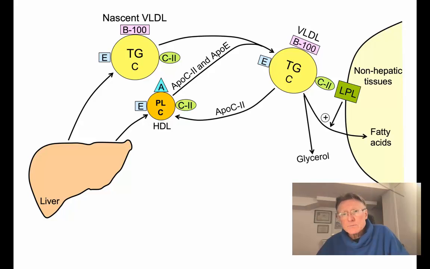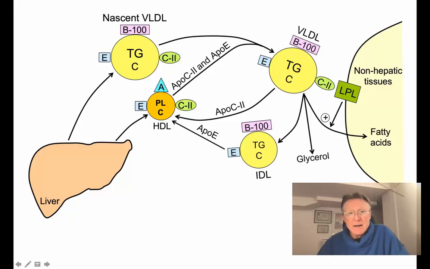Now, what happens after this donation of triglycerides takes place? At this point, VLDL interacts again with HDL and gives ApoC2 back to HDL. So it loses ApoC2. If that happens, it cannot interact with LPL anymore, and it will remain as it is. This particle contains B100 and ApoE, and is called intermediary density lipoprotein. It's smaller than the original VLDL because it lost some of its triglyceride content. It is still rich in cholesterol, and it will interact again with HDL and give back ApoE, so it will lose ApoE too.